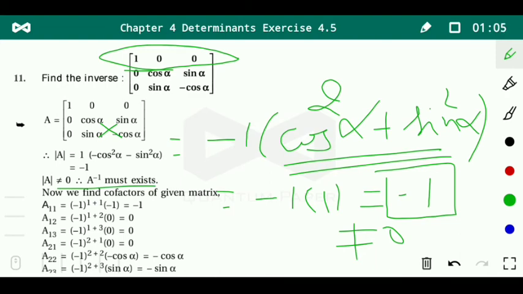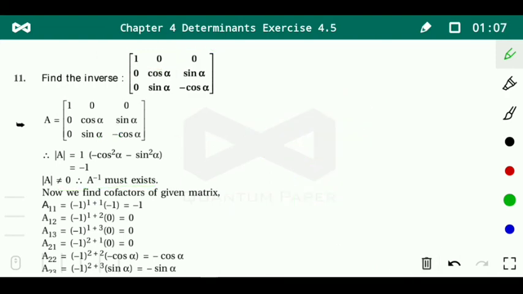Now we find cofactors of the given matrix. So we have to find cofactors of all elements. First we have to find out capital A11. So we remove first row, first column. So it will be minus cos square alpha minus sin square alpha, so it will be minus 1. Is it clear? Next we have to find capital A12. So we remove first row, second column. So it will be 0, because 0 into cos alpha is 0 and 0 into sin alpha is 0.